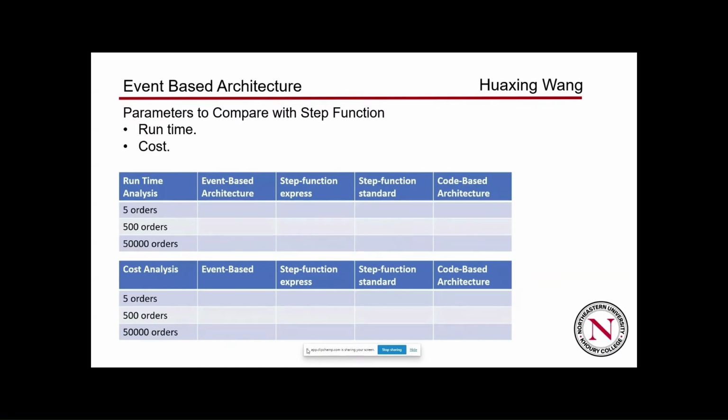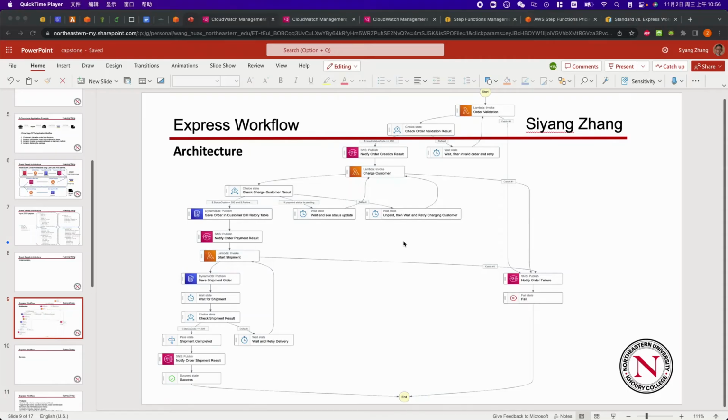This is a parameter I'll be using to compare with the other two approaches, the runtime and the cost. This is a table I'll be using. Later I'll fill up this table and draw a diagram to reflect the result. Thank you. So my implementation is on Express workflow.